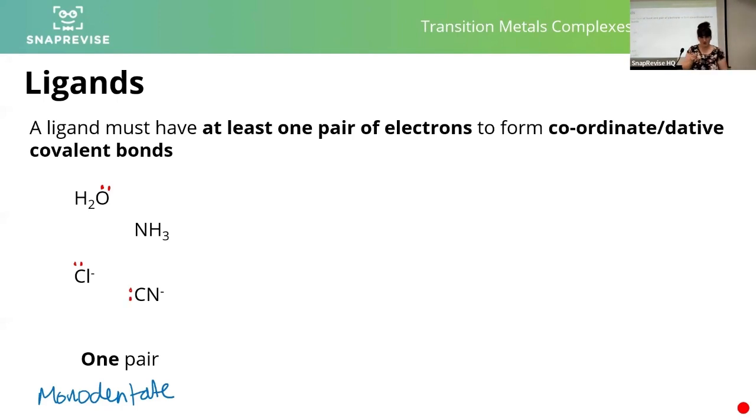Carbon actually carries the lone pair of electrons in a CN- ion. Even though we often call it CN-, it's actually the carbon that carries the minus charge. And ammonia, nitrogen has got that lone pair as well.